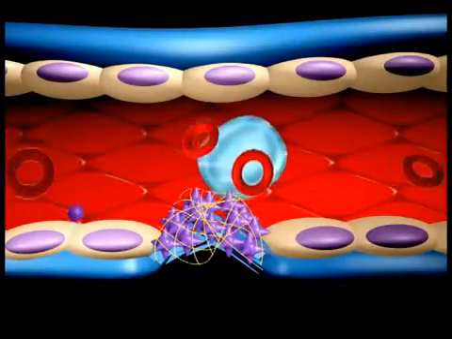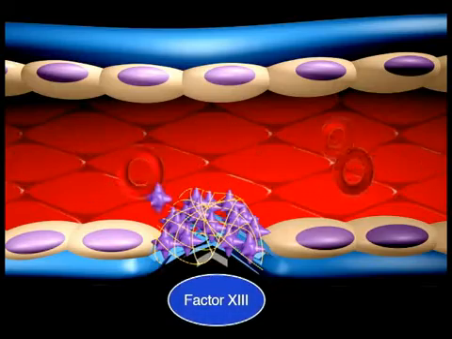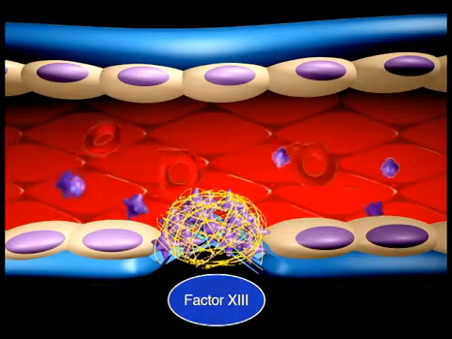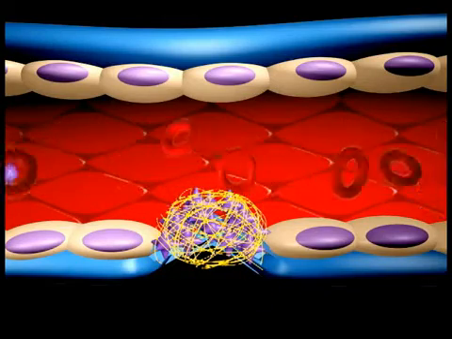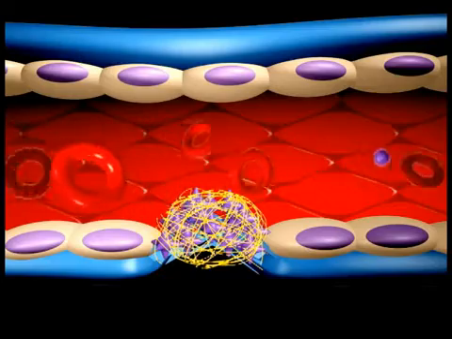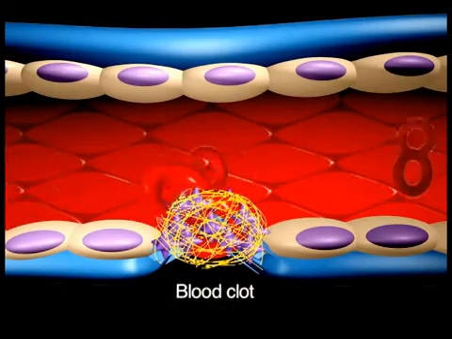Fibrin initially forms a loose mesh, but then factor 13 causes the formation of covalent crosslinks, which convert fibrin to a dense aggregation of fibers. Platelets and red blood cells become caught in this mesh of fiber, thus the formation of a blood clot.